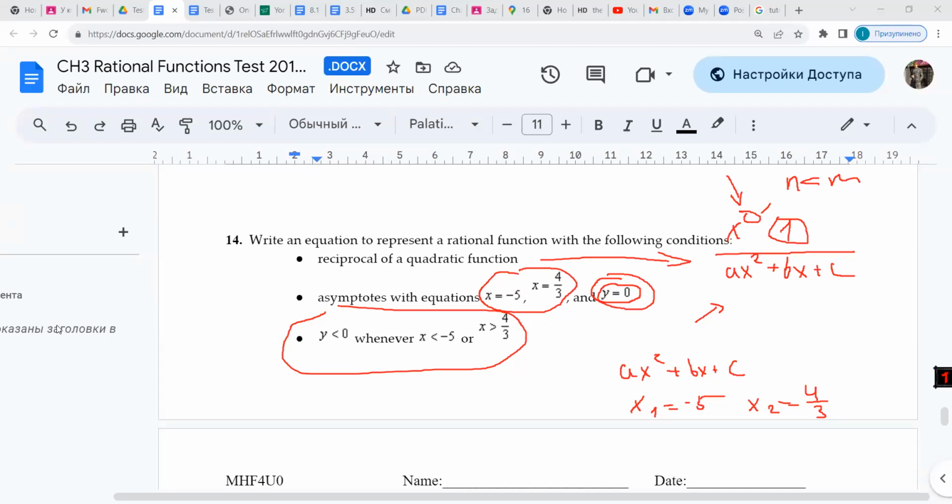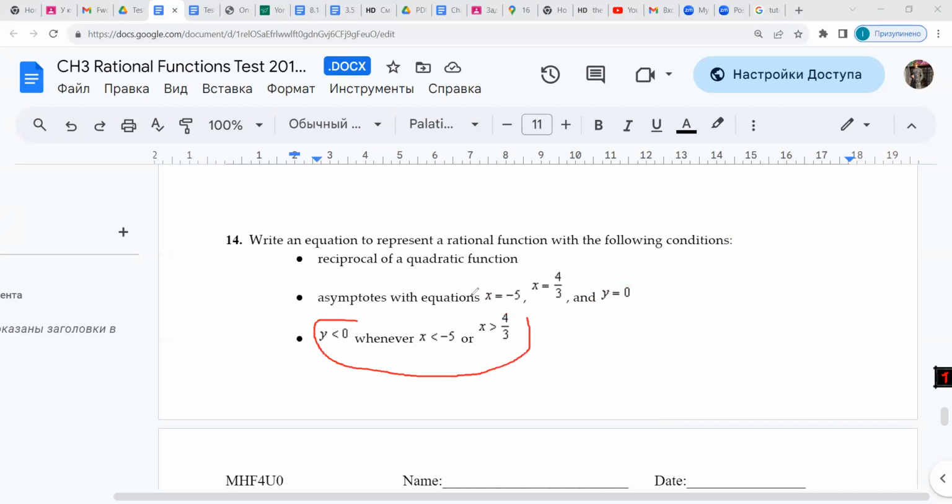For the third one, y less than 0 for x less than negative 5, and x greater than 4 over 3. I don't think that the k factor really matters here, because this is mostly defined by, first of all, the zeros of this function, and secondly the leading coefficient, right? It should be negative. So basically I think the function should look like this, upside down. So the numerator should be positive, and it doesn't matter whether it's 1, 2, 3, or any other constant value.